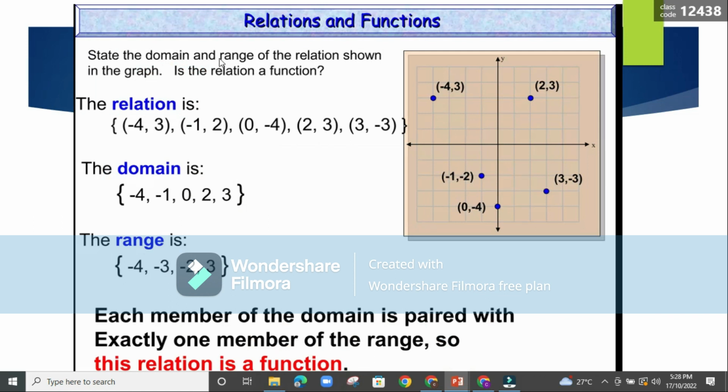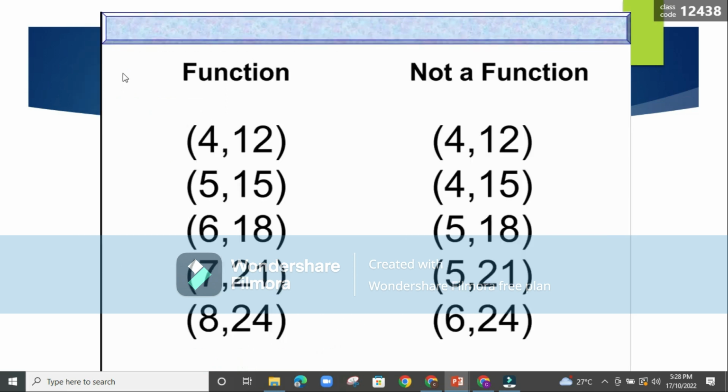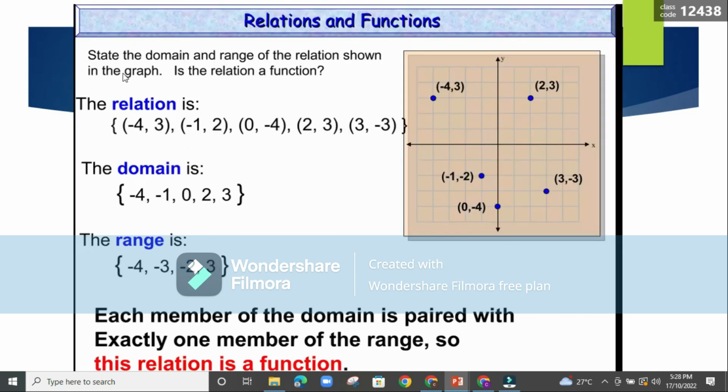Now state the domain and range of the relation shown in the graph. Okay, so is the relation a function? So we need to write all the ordered pairs based on this graph, and then we're going to identify the domain. The domain would be negative 4, negative 1, 0, 2, 3, and the range is negative 4, negative 3, negative 2, 3.